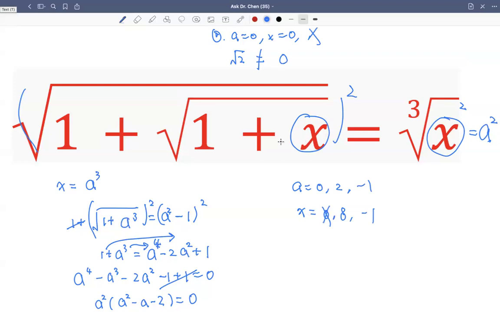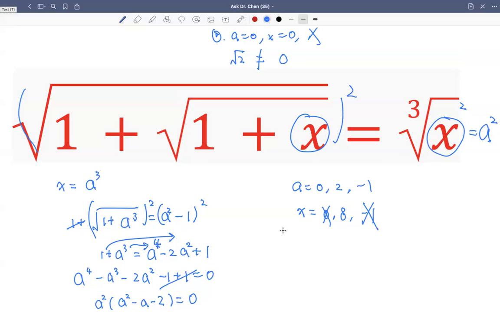But now let's see negative 1. If x is negative 1, 1 plus negative 1 is 0. So 1 plus 0 is 1. The square root of 1 is 1, right? It's positive 1. So on the left-hand side, we get 1. On the right-hand side, we have the cubic root of negative 1, which is negative 1. But the left-hand side gives us positive 1, and the right-hand side gives us negative 1. So it cannot be. It doesn't work.